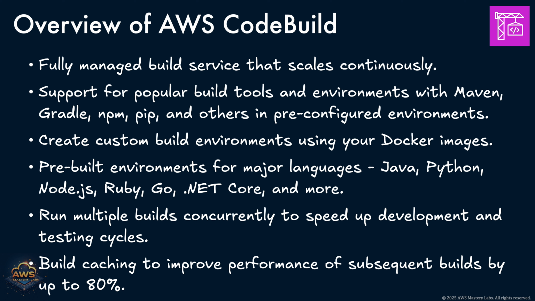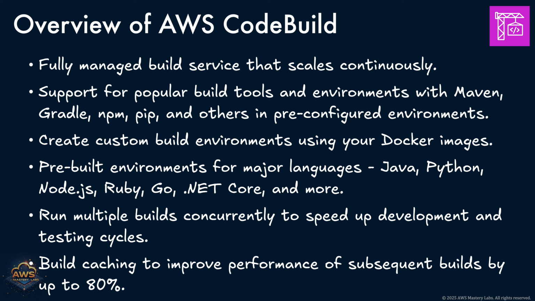For those who prefer not to start from scratch, CodeBuild offers a variety of pre-built environments for major programming languages like Java, Python, Node.js, Ruby, Go, and .NET Core. These environments are updated and maintained by AWS, reducing your overhead and letting you focus on your code. CodeBuild also supports parallel build execution, meaning you can run multiple builds at the same time. This is especially useful in large projects or teams, where faster build cycles lead to faster releases.